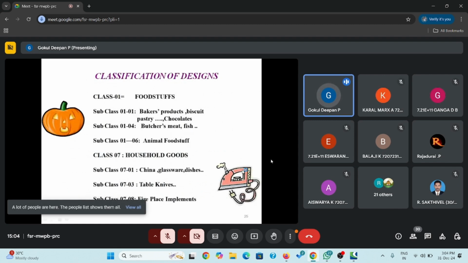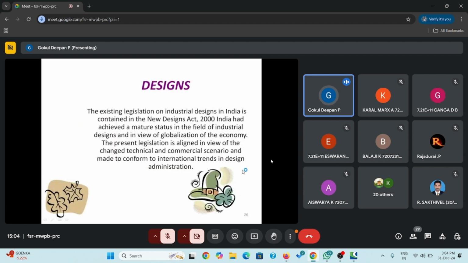The classifications are: class 1, foodstuffs, subclass 01, where bakery products, cakes, pastry, and chocolates come under, and subclass 04, butter, meat, fish; 06, animal foodstuff; 7, household things; 7.1, China, glassware, dishes come there; 7.4, table knives; and 8, fireplace implements. These are subclasses. Some are listed as examples.